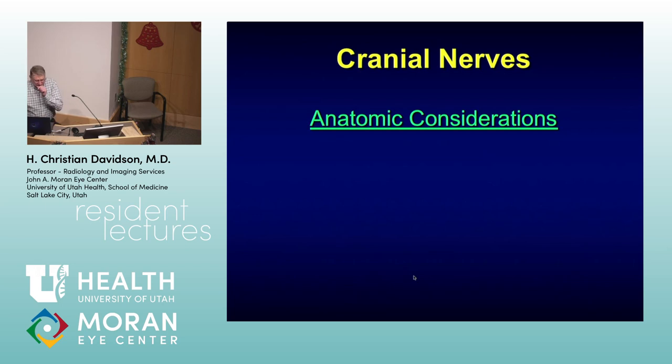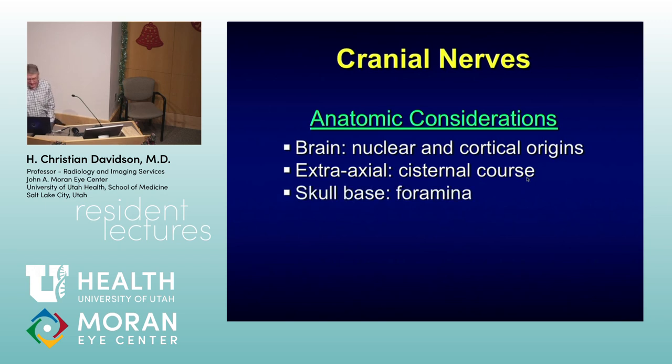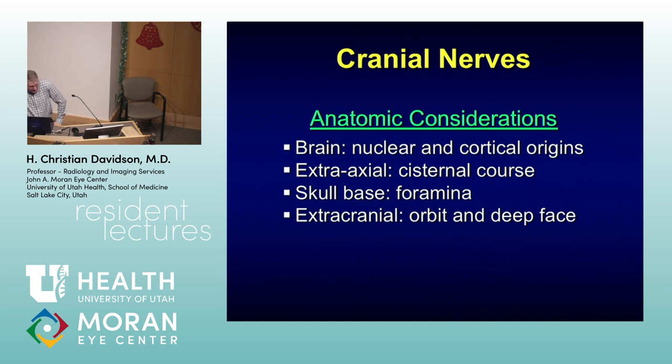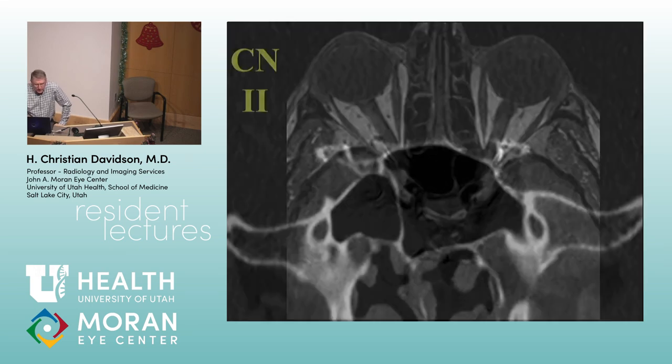So the anatomic considerations, of course, they begin at the brain, at the nuclear cortical origins. The extraaxial, of course, we can often see it in its cisterns. And it goes through the skull base foramina, and then ultimately extracranial through the orbit and deep face and temporal bone. Finally, to the end organ. So on imaging then, cranial nerve 2 is pretty easy to see.